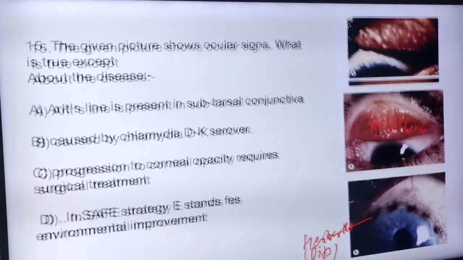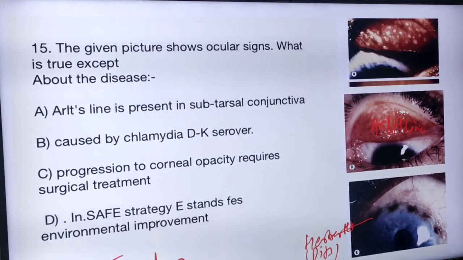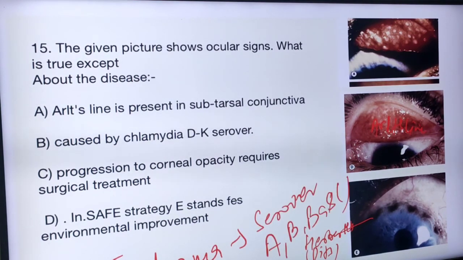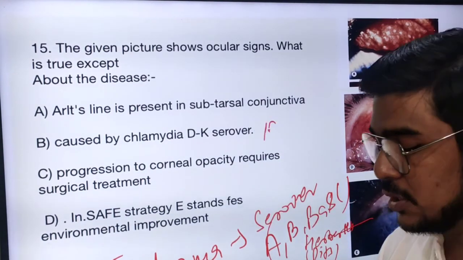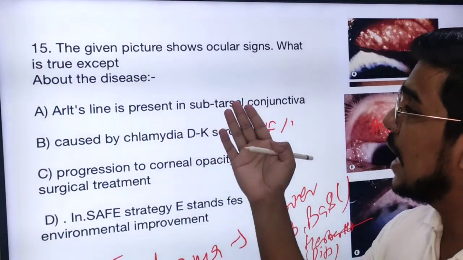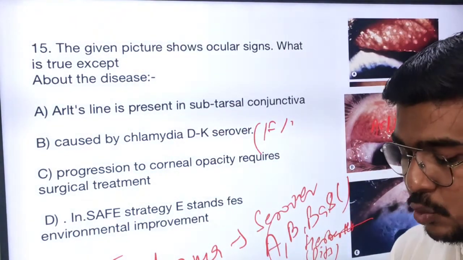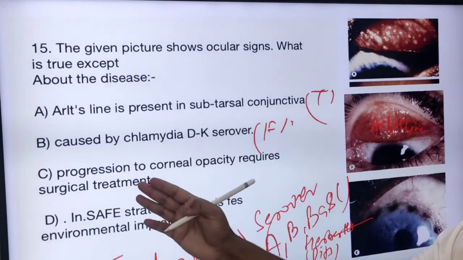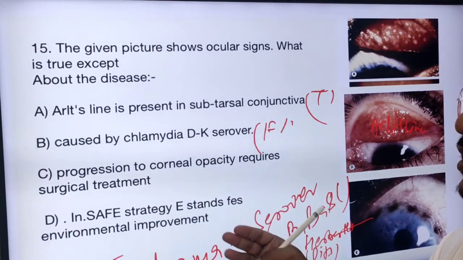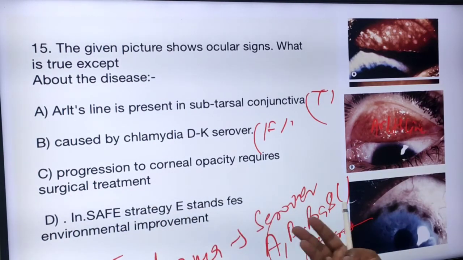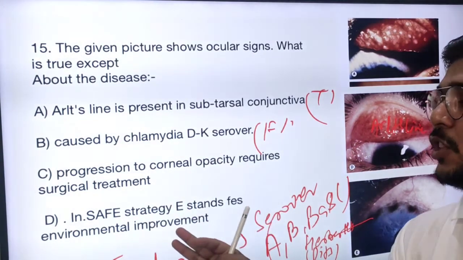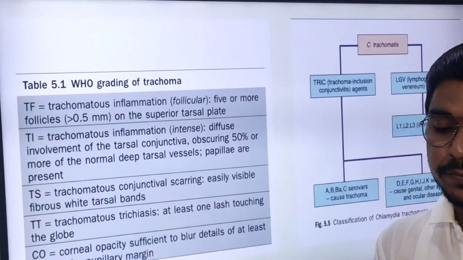So obviously this is trachoma, and trachoma is caused by serovars A, B, Ba and C, A, B, Ba and C, not by D and K. So this is the false statement here. Arlt's line is present in the subtarsal conjunctiva. This is a true statement. This is wrong. Prognosis: if there is a corneal opacity, I will tell you about this, then surgical treatment should be there. Yes, E represents environmental improvement in the SAFE strategy.